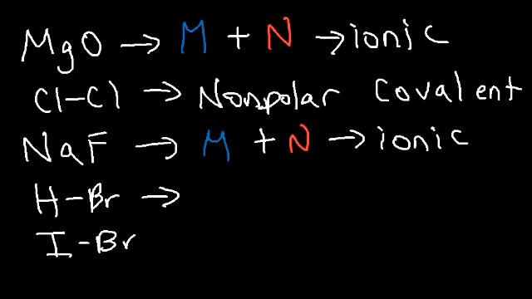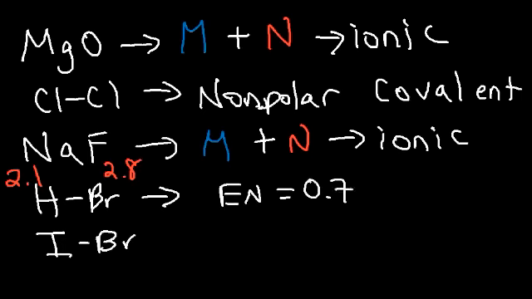In the table that I use, hydrogen has an electronegativity value of 2.1. Bromine, it's about 2.8. And so the EN difference is 0.7. Therefore, this is going to be polar covalent. I'm going to write PC for polar covalent.